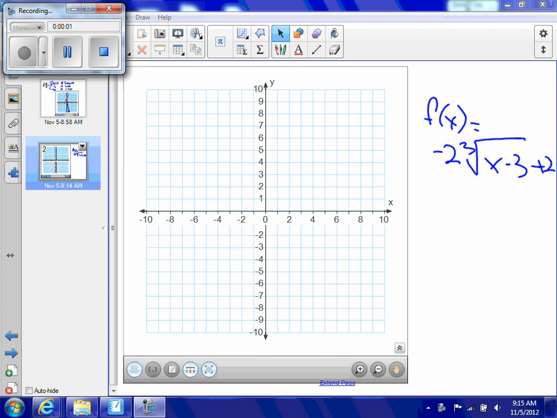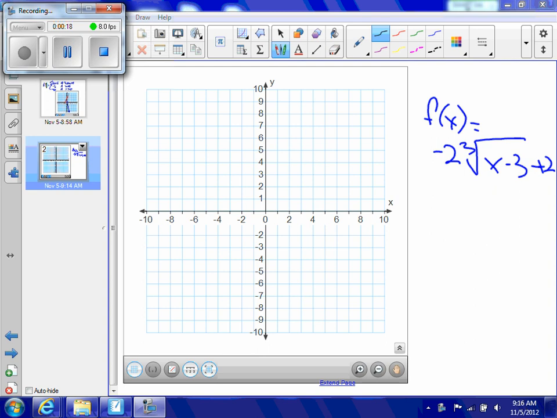Okay, so I made up this problem. I'll just talk this one through. F of x is equal to -2 times the cube root of x minus 3, plus 2.